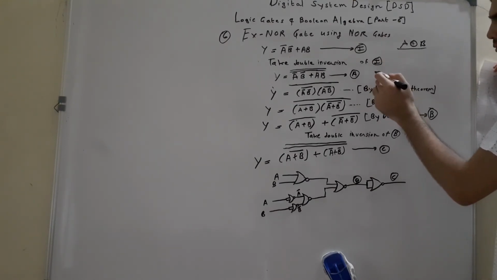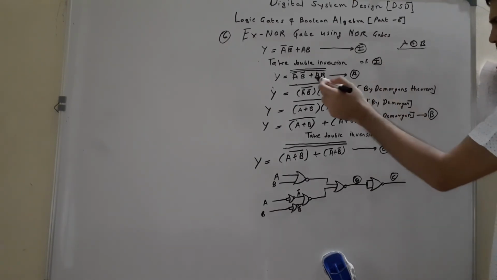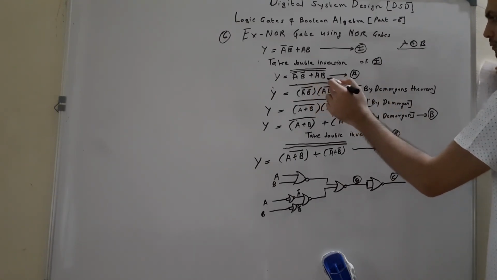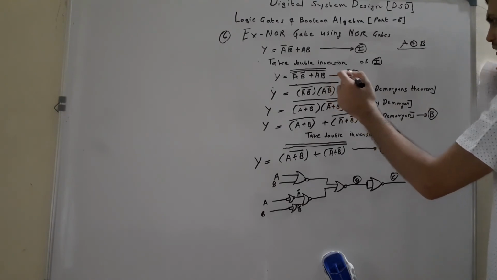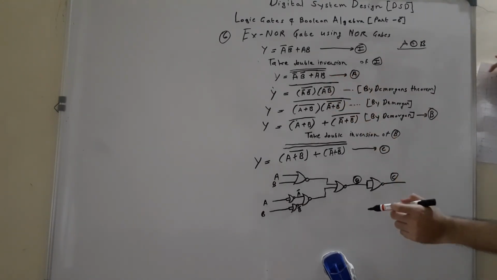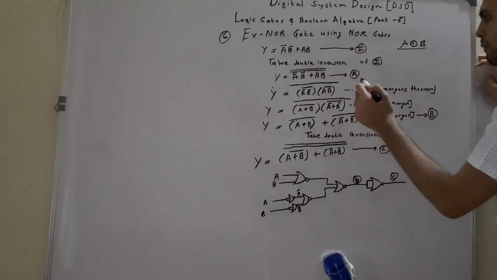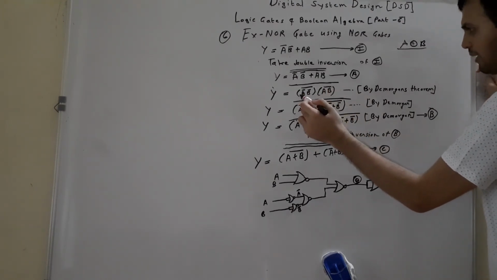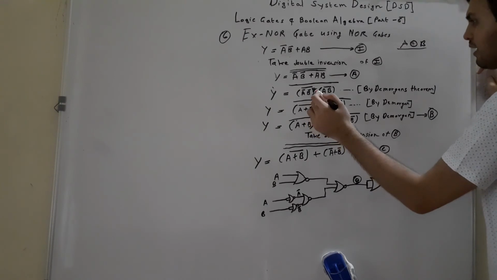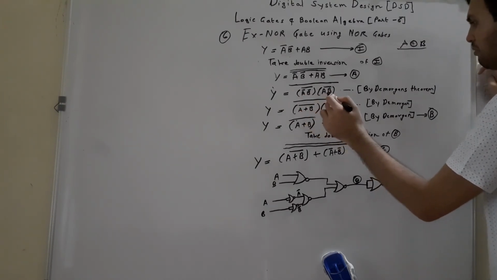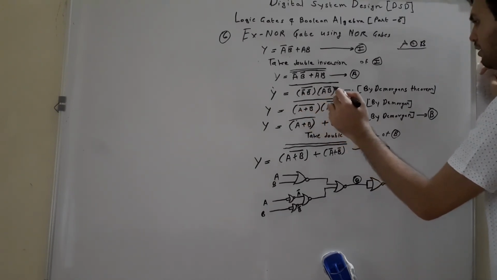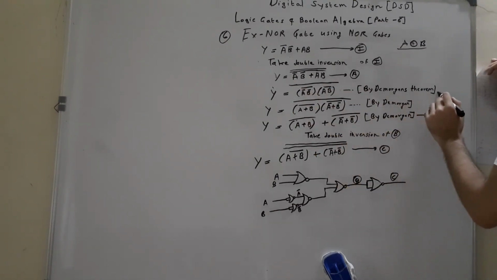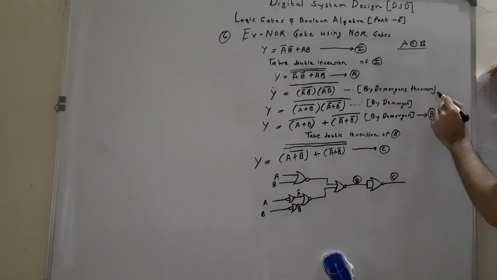So take the double complement or double inversion of equation 1 in order to get equation number A. So this is A bar B bar plus AB, the whole expression's double complement. So this is equation A. Then again apply De Morgan's theorem to its inner complement. So by that we get A bar B bar the whole complement into A dot B the whole complement, and the complement of the entire expression. So this we get by De Morgan's theorem. I have written the reason over here.